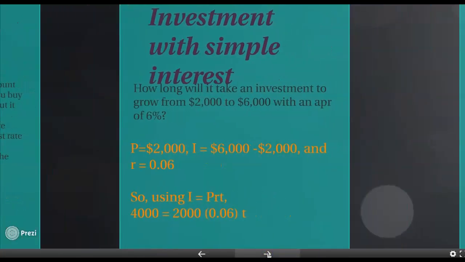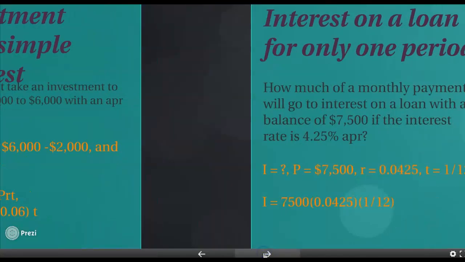Similarly, you might want something with just an investment with simple interest, how long it takes for an investment to grow from 2,000 to 6,000. This gives a little explanation of that. The principal is 2,000. The interest, if you go from 2,000 to 6,000, that's 6,000 minus 2,000. That would be the 4,000, the interest that you'd be earning, right? And there's your 6%, and you're trying to find out how long it will take to do that.